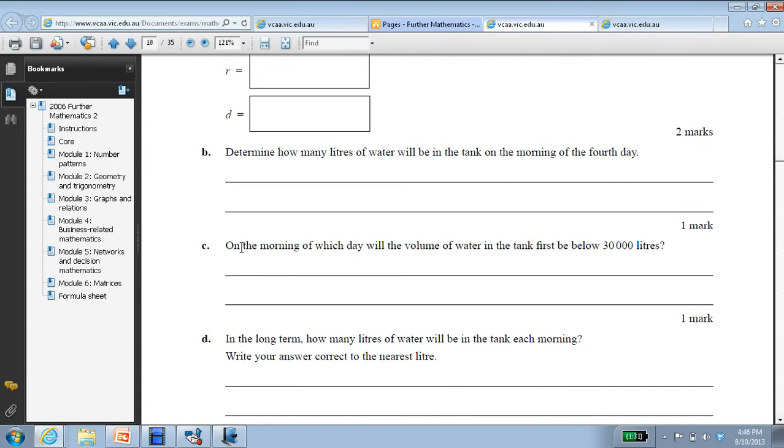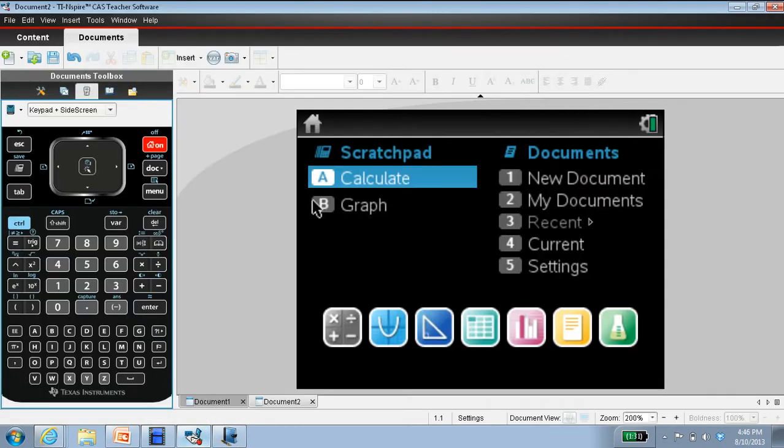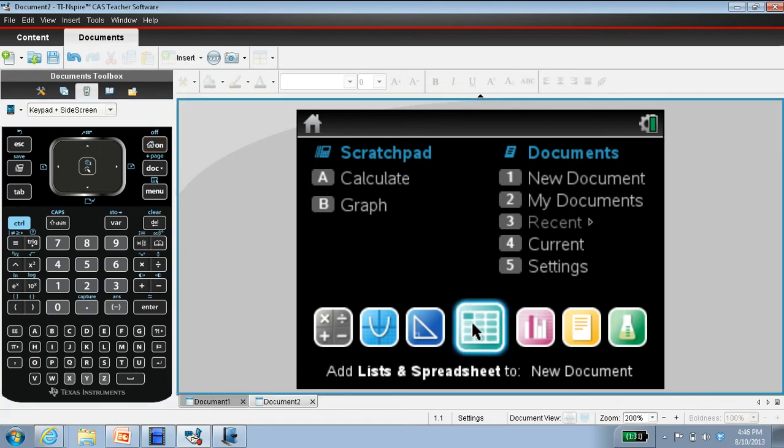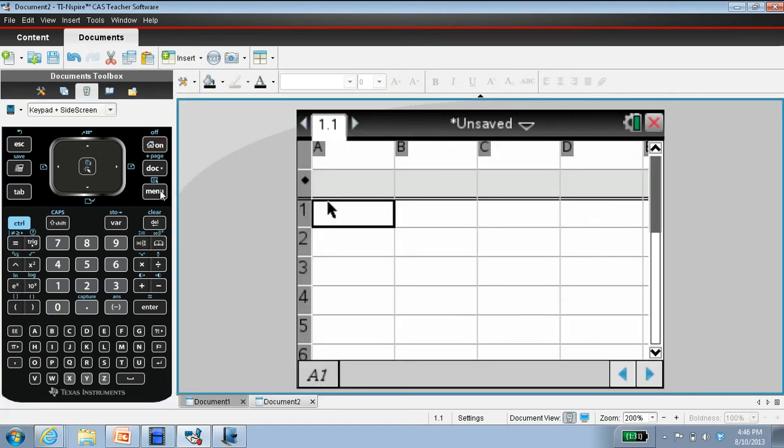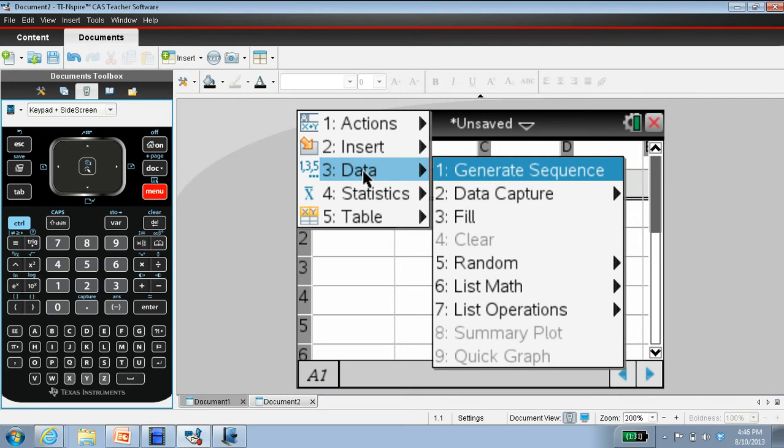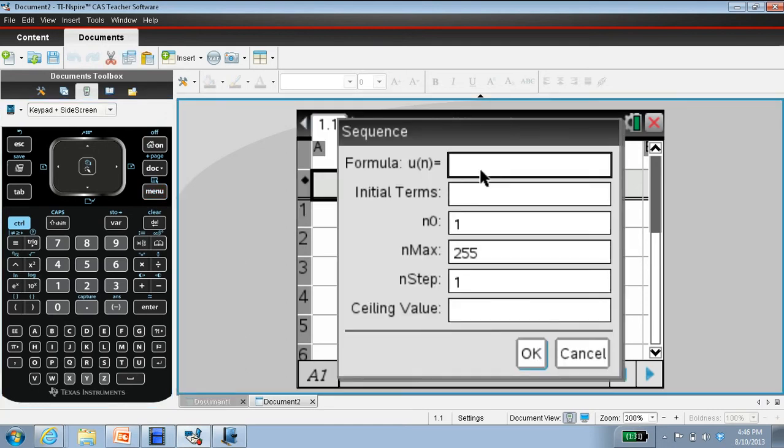We need to use our calculator, the list and spreadsheets function on the calculator, to work out what the terms in the sequence are. So we're going to look at how we put this into the calculator. We need to go to a list and spreadsheets screen, and we need to press menu, data, generate sequence.